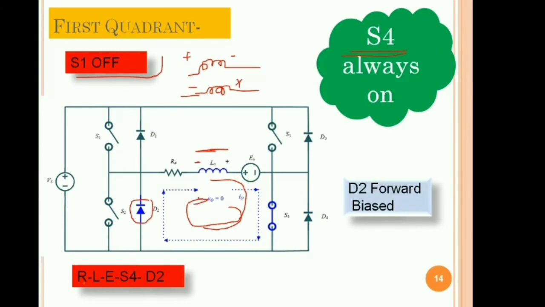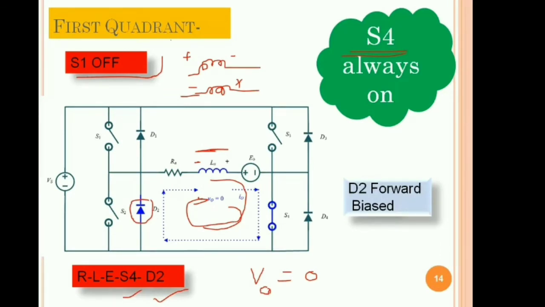Now the current flow is from R, that is armature inductance LA and E, then S4, that is switch 4, then the diode. This is the direction of current flow. During this time, the inductor is getting discharged, and the load is getting short circuited. We do not find any voltage. Our output voltage or armature voltage is 0, but there is a current flow. Here D2 is getting forward biased because of the reversal in the polarity of the inductor voltage.